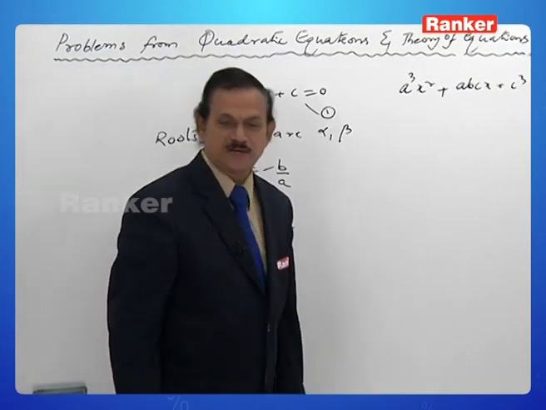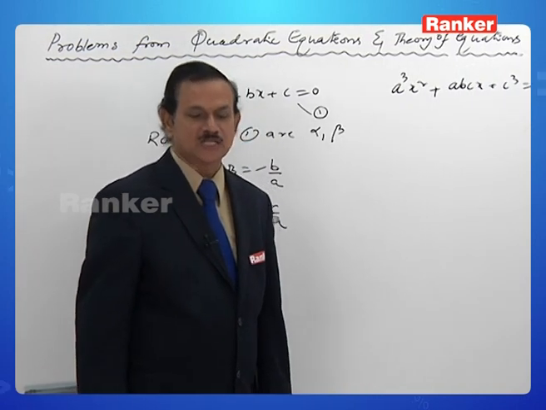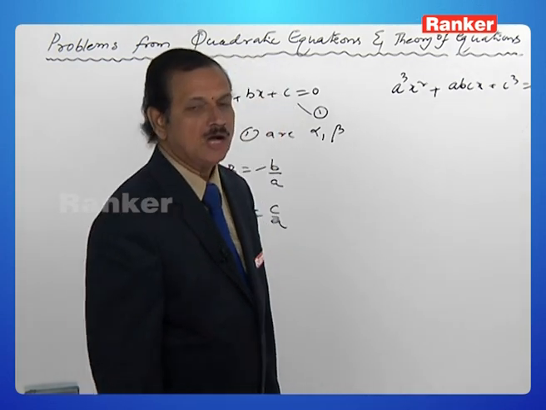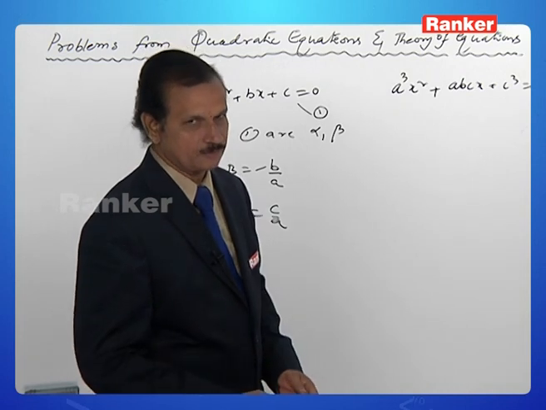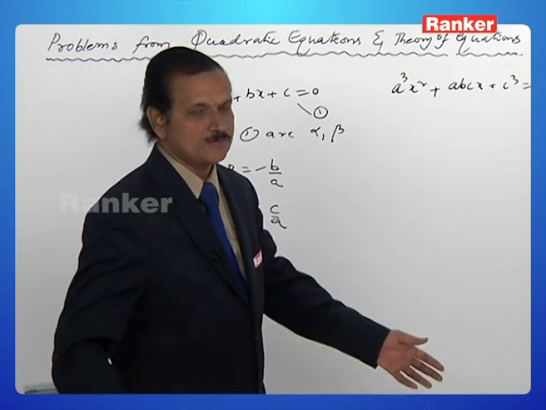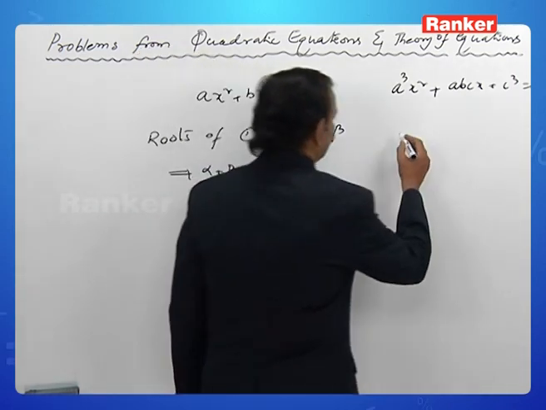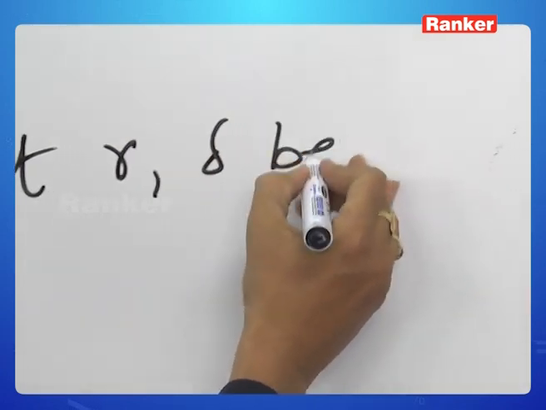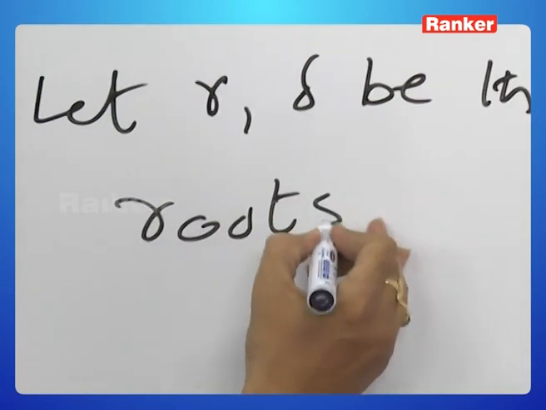Let us now concentrate on the required. Which is required? What are the nature of the roots, or rather what is the general form of the roots of the equation a cube x square plus abcx plus c cube is equal to 0. So we want to know about the roots of that equation. Well, let me assume, let gamma, delta be the roots of the second equation.